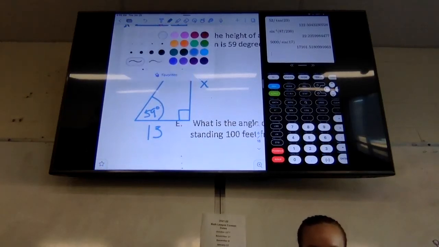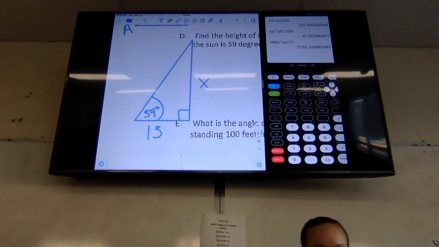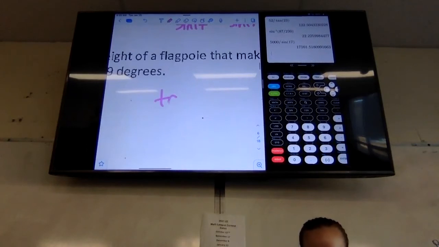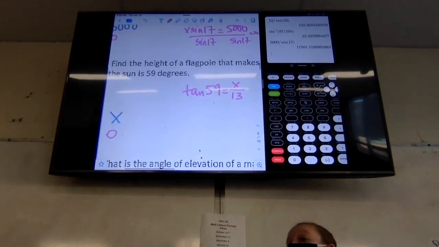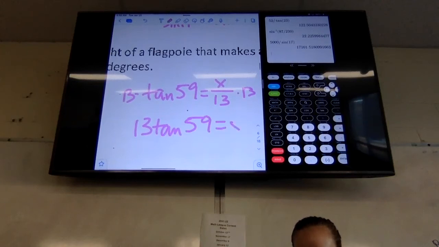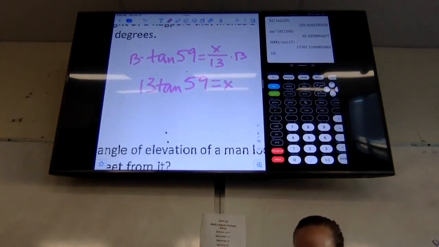All right, let's label what sides do I have? Opposite and adjacent, which is which function? TOA, tangent. Tan of 59 equals x over 13. Ooh, and we haven't done one like this, but this is a really easy one to solve. So before we were multiplying by the denominator and then we had to divide because our denominator was where our variable was. This time we're just going to multiply by 13 and I can simply plug 13 tan 59 into the calculator and I'm going to get my answer. I get 21.64 feet.